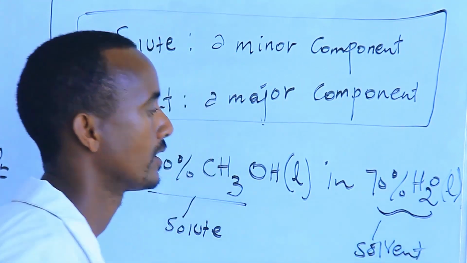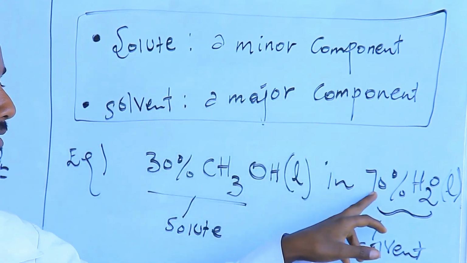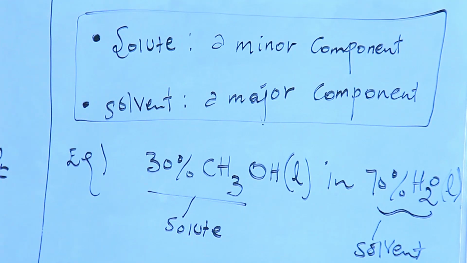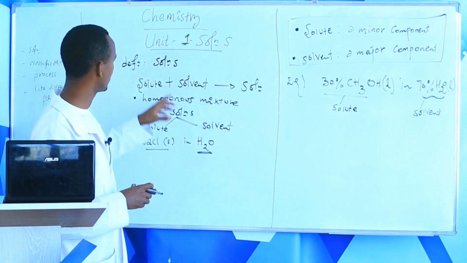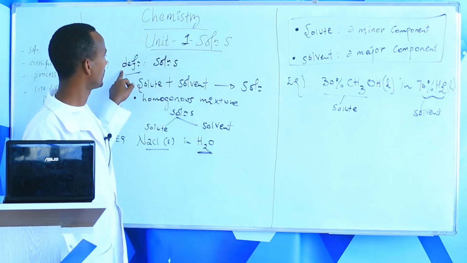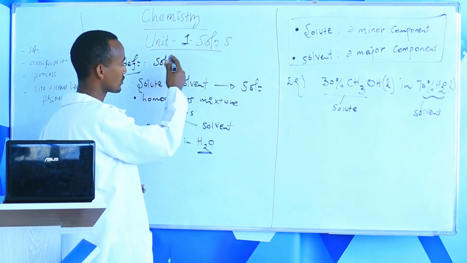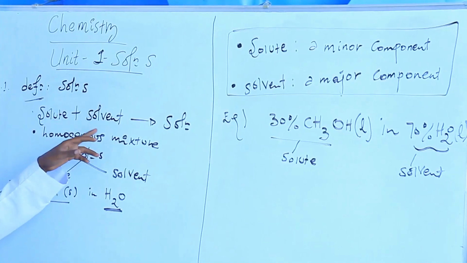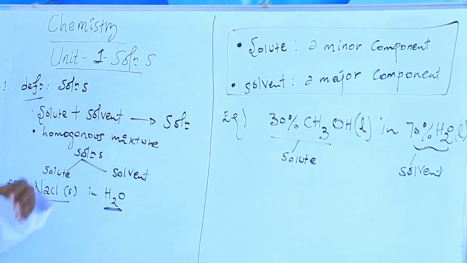Why? Because it is a major component. When you say a major component, it appears in large quantity in this solution. Okay? Therefore, in this section, we have seen two things. First, we have defined the term solution. A solution is a homogeneous mixture of solid and solvent. Therefore, solid and solvent are considered the two components of the solution.